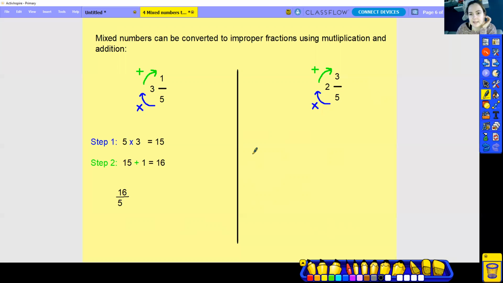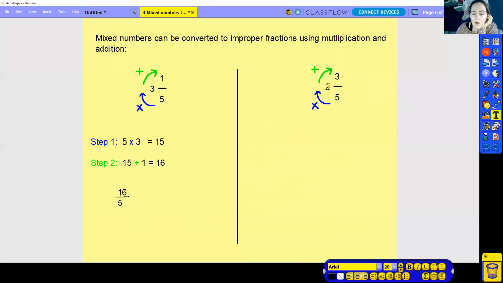Okay, let's go through it together then. So we have got the first step: we need to multiply the whole number by the denominator. So we're doing 2 times 5, which equals 10. So 2 times 5 equals 10.